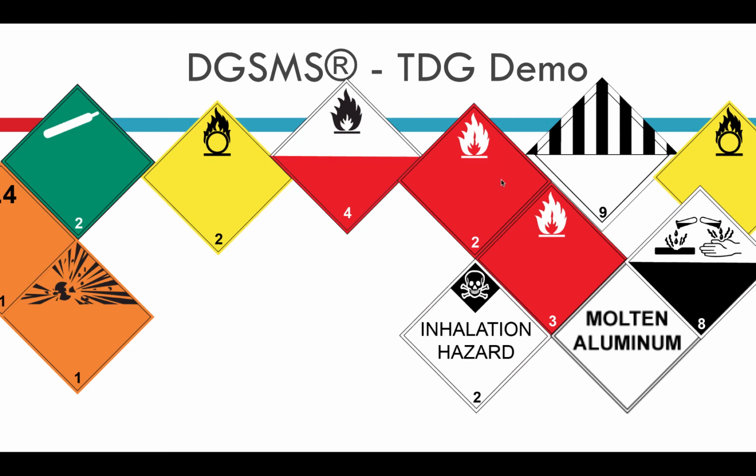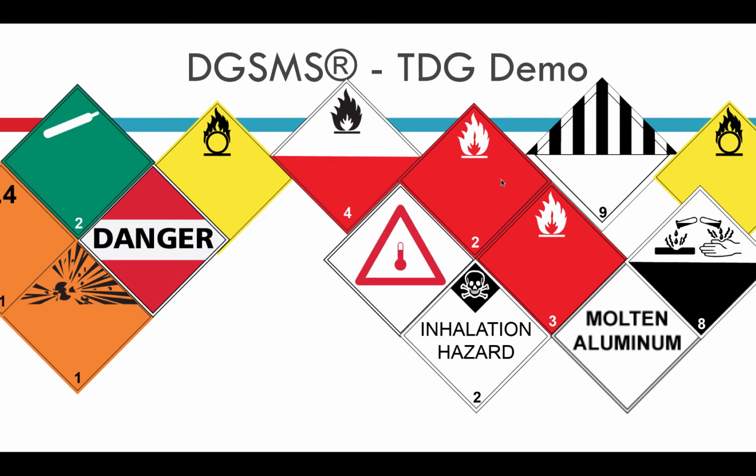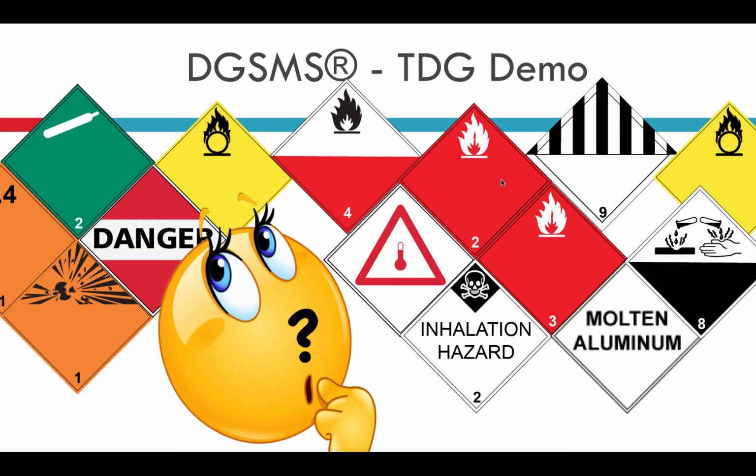DGSMS is the solution for truck consolidation on a good day or a bad day, with an inexperienced or experienced dispatcher. Placarding and segregation is right every time. And all this at a cost that is less than a good latte every day.